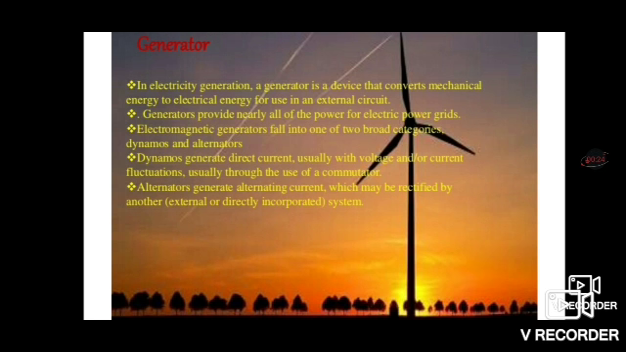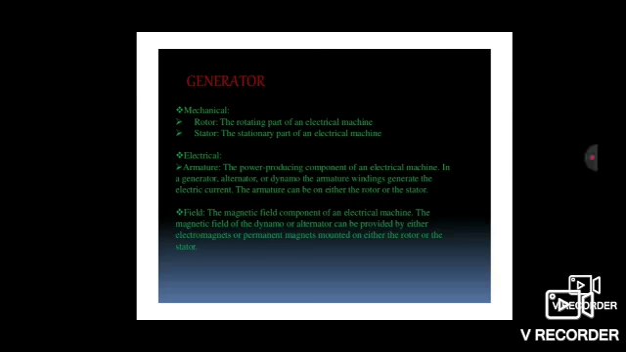Dynamos generate direct current, usually with voltage or current fluctuations, usually through the use of a commutator. Alternators generate alternating current, which may be rectified by another system. The generator has the mechanical input. It has rotor and stator. Rotor is the rotating part of an electrical machine. Stator is the stationary part of an electrical machine.